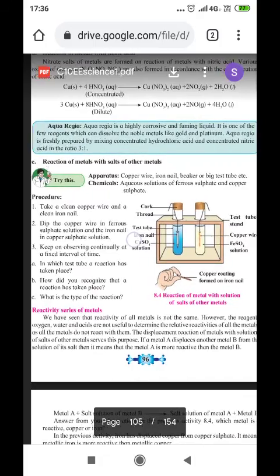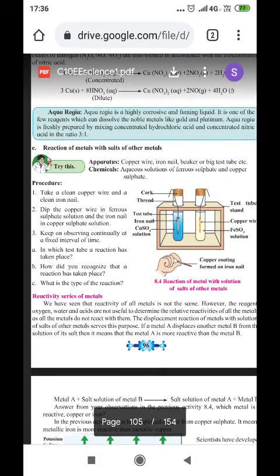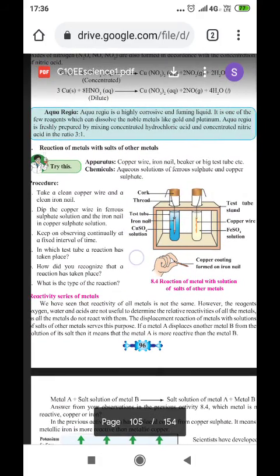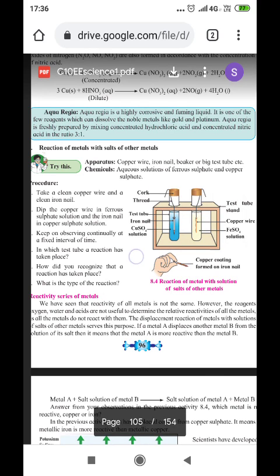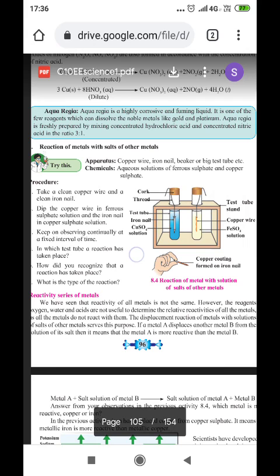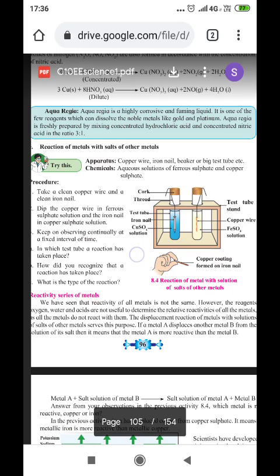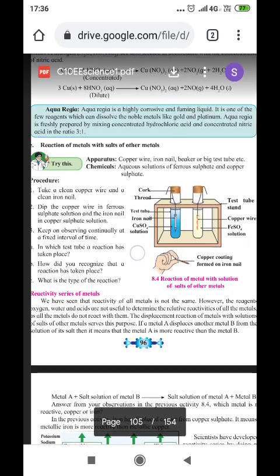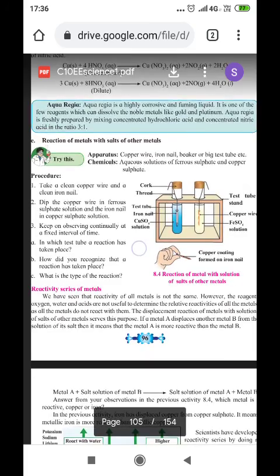Here, additional information is given about aqua regia. Aqua regia is a highly corrosive and fuming liquid. It is one of the few reagents which can dissolve noble metals like gold and platinum. Aqua regia is freshly prepared by mixing concentrated hydrochloric acid and concentrated nitric acid in the ratio 3 is to 1.